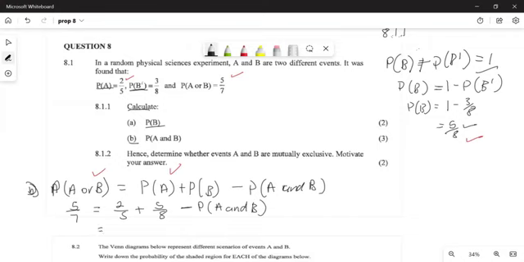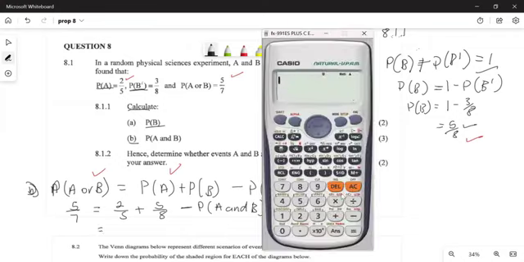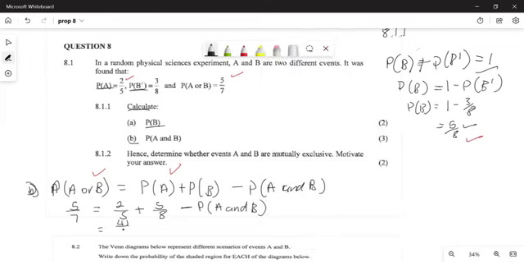Okay, if you add these two, you are going to get 2 of 5 things plus 5 of 8 things. And then it gives you 41 all over 40, minus the probability of A and B. And then this is going to be 5 all over 7. Okay, what do you do from here then?